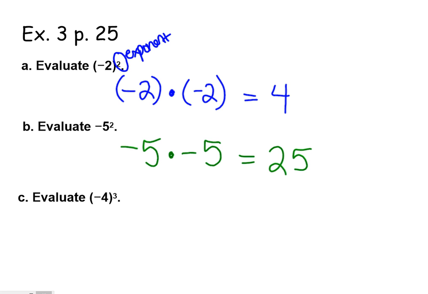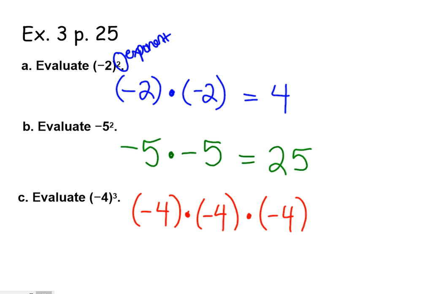You have negative 4 to the power of 3, or negative 4 cubed. This means you're going to multiply negative 4 3 times. You have negative 4, that's once, times negative 4, that's twice, times negative 4, that's 3 times. Now I'm going to work from left to right. Negative 4 times negative 4. 4 times 4 is 16. And they were both negative since they have the same sign. Our answer is positive 16.